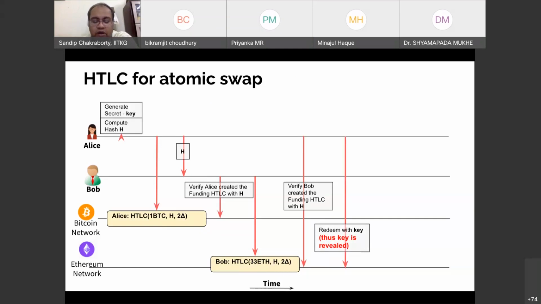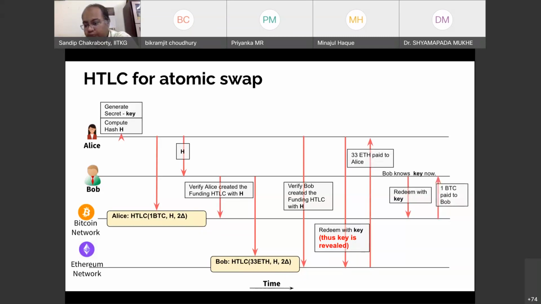At the moment Alice is making her claim on this contract that has been submitted on the Ethereum network by Bob, Alice needs to reveal the key, and that way the key has been revealed and Bob can know the key. And once Bob knows the key, Bob can also redeem the corresponding contract from the Bitcoin network with that key, I love strawberries, and the money is paid to Bob.